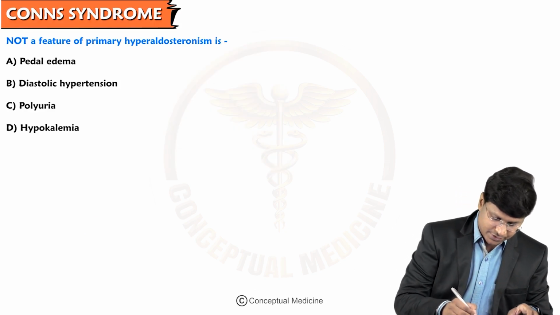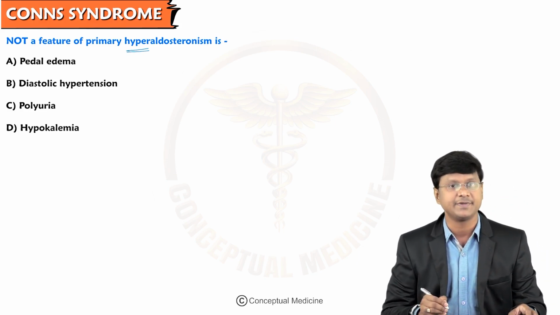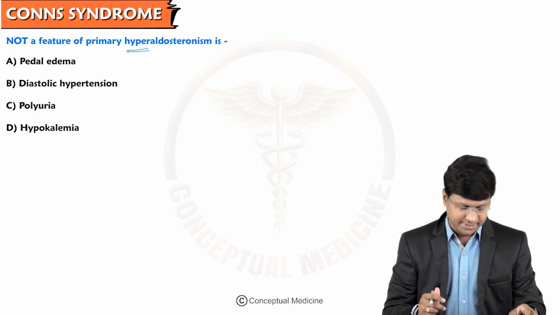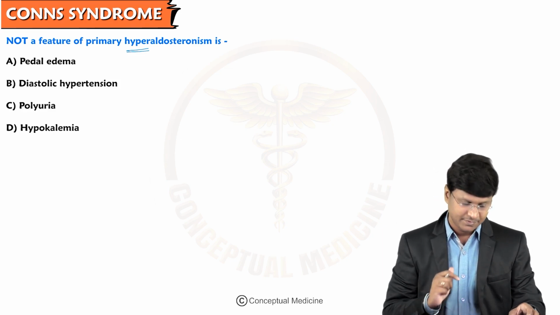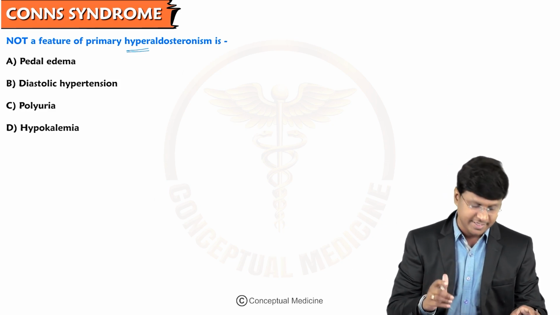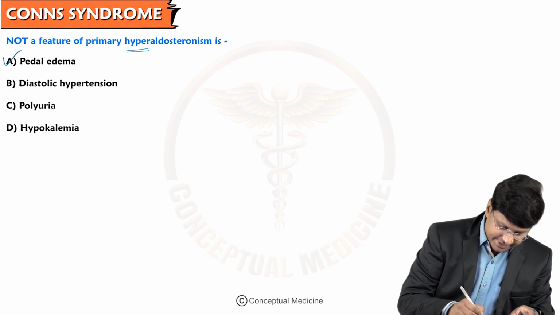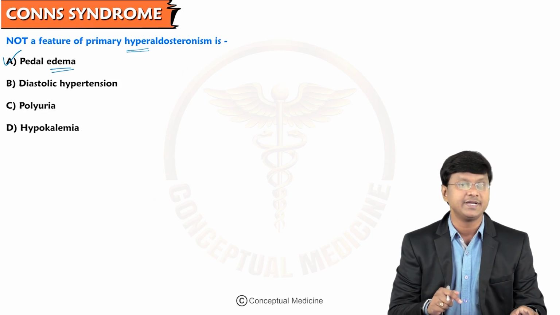So, the question is, which of the following is not a feature of primary hyperaldosteronism? The options are pedal edema, diastolic hypertension, polyuria, and hypokalemia. Which of the following is not a feature of primary hyperaldosteronism? The answer is pedal edema.